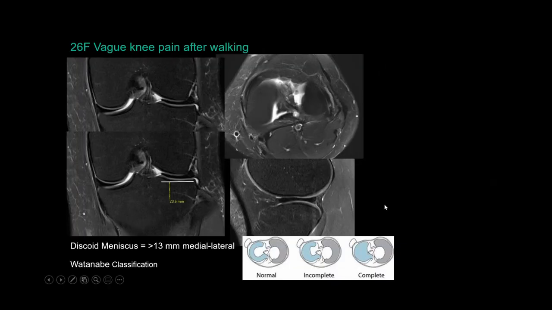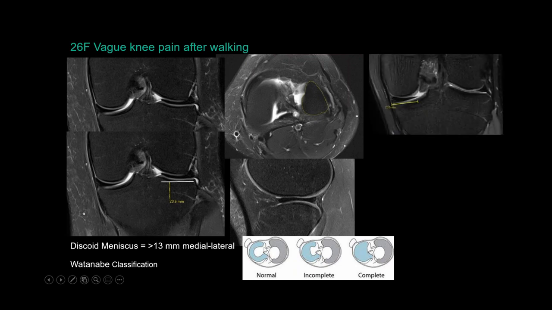Okay. This is a 26-year-old with vague knee pain after walking. I almost missed this. I tend to have a blind spot when it comes to discoid meniscus. So if you look at a coronal sequence, you will notice that the lateral meniscus in this aspect seems to extend from the outer edge to the inner edge, while the medial meniscus sort of tapers off nicely towards the mid section of the articular surface. All right, so they can cause impingement, they can tear easily. So you have the Watanabe classification of meniscal tears involving discoid meniscus.